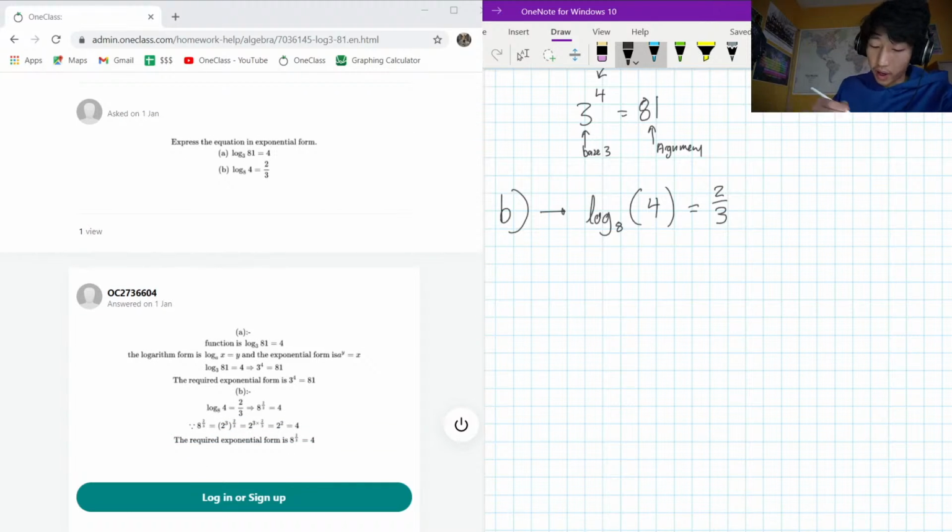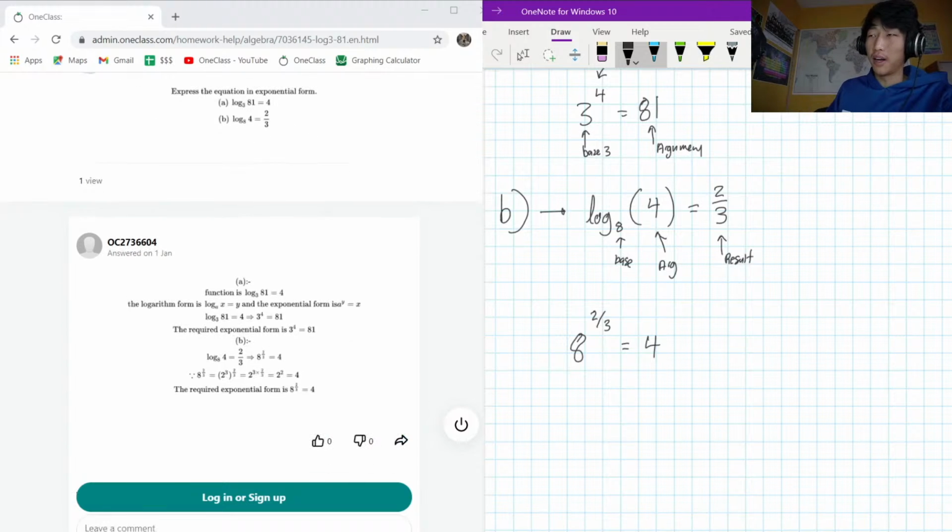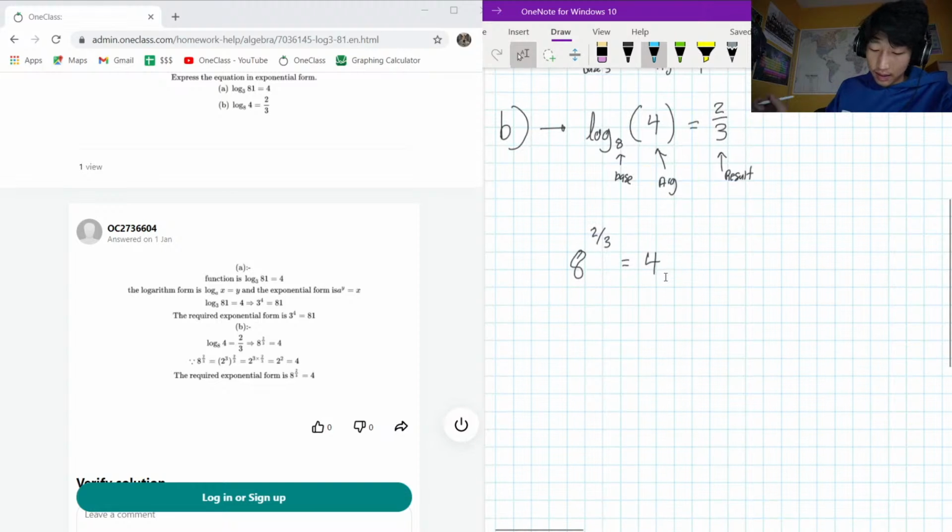Pretty much what this is saying, following our previous rule, is that we know that the base is 8. Argument is 4. And this is the result. So this means that the base 8 to the power of 2/3 is equal to 4. Now, is this right? Exponents that are fractions are kind of tough to deal with, can't lie. But another way that we could write this is 8 to the power of 1/3 squared is equal to 4.